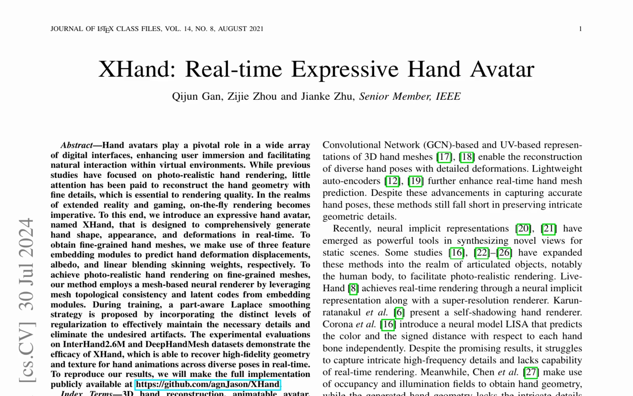The XHand system is a real-time expressive hand avatar that enables realistic and interactive hand animation. It uses a combination of machine learning and computer vision techniques to generate realistic hand motion and finger articulation. The system consists of three main components: hand pose estimation, finger articulation modeling, and hand animation rendering.